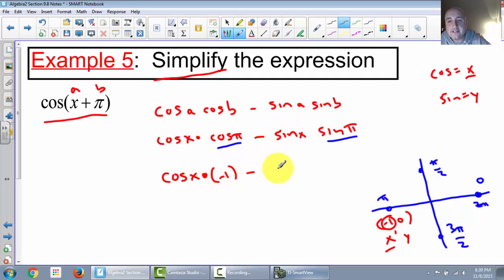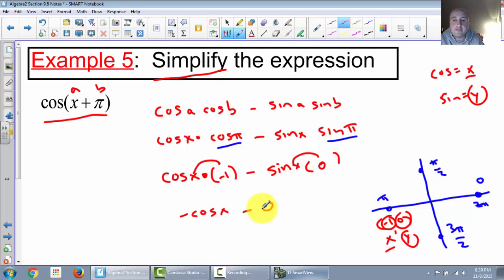And then we have minus sine of x. We don't know what the sine of x is. And now we need to figure out what the sine of pi is. Sine deals with y. What's my y value? 0. Okay. All right, so let's do our multiplying. What's -1 times cosine of x? Well, that's negative cosine of x. And then we have minus, what's sine of x times 0? Well, that's just 0. 0 times anything is 0. So what's negative cosine x take away 0? Well, that's just negative cosine of x. And there is our simplified answer.